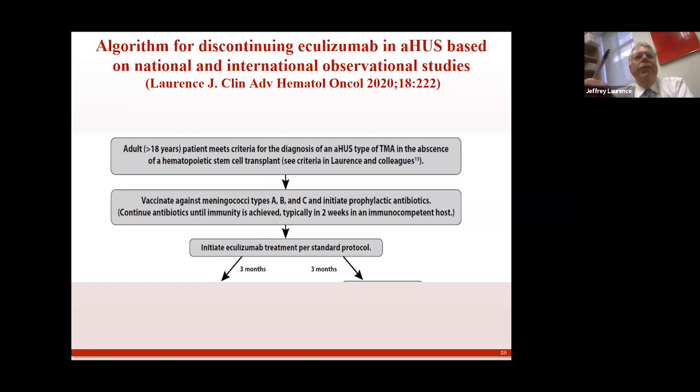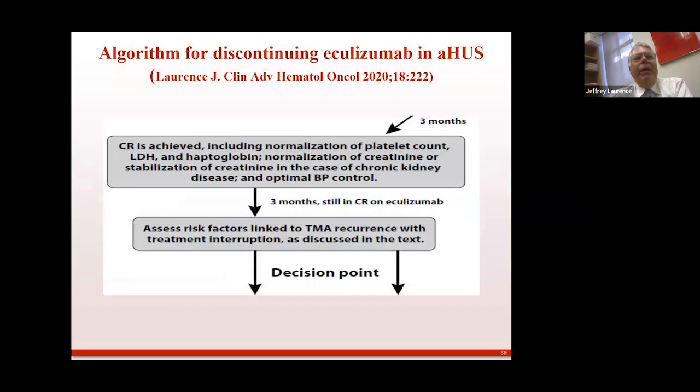So you've treated a patient for 3 months, and you reevaluate. The patient is in a complete remission. They're still in a complete remission. You treat for 3 months more. You then have a decision point. Should I continue treatment, or can I stop at 6 months and just closely monitor the patient?